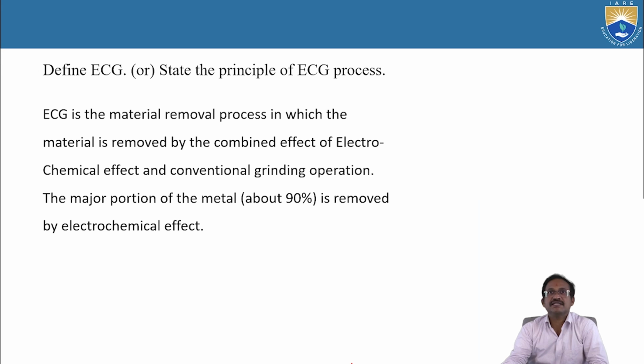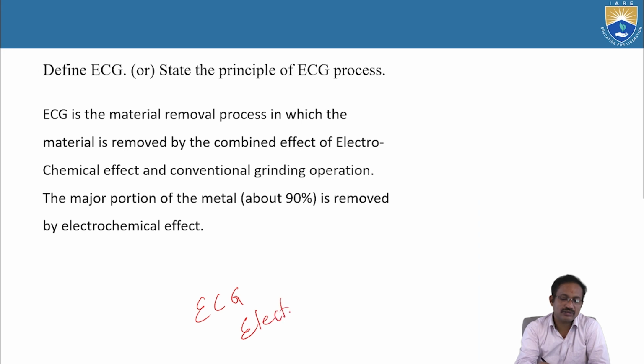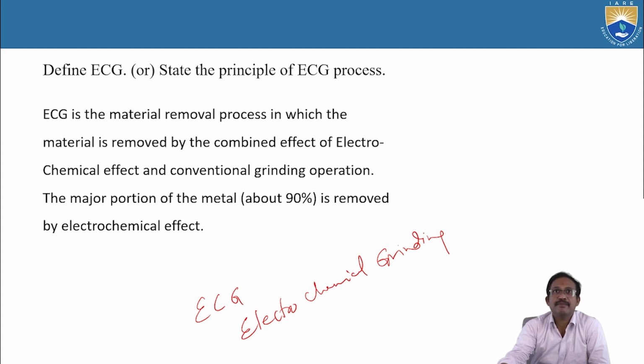Next, define ECG or state the principles of the ECG process. ECG means electrochemical grinding. Electrochemical grinding is the material removal process in which the material is removed by the combined effect of electrochemical effect and conventional grinding operation.